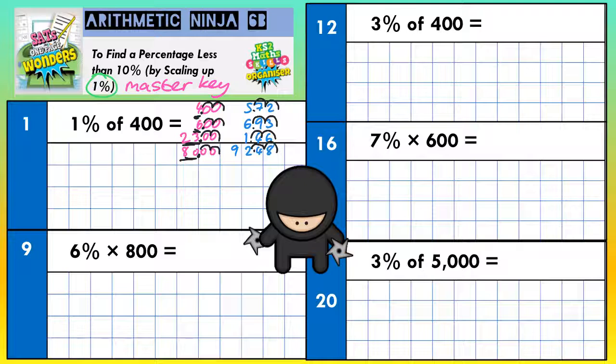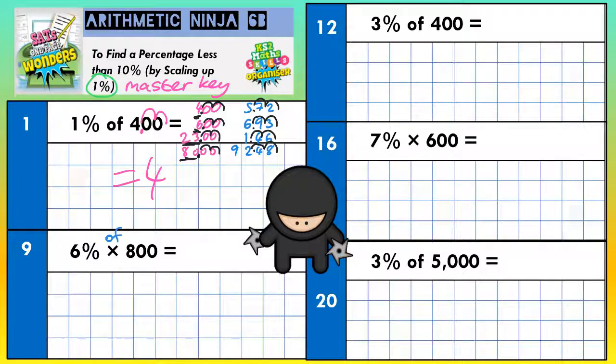So, let's go back to question 1. 1% of 400, move your decimal point 2 places in, 1, 2, put your point in, 4.00. So the answer is basically just 4. 1% of 400 is 4. That's a nice easy one. They do get harder.